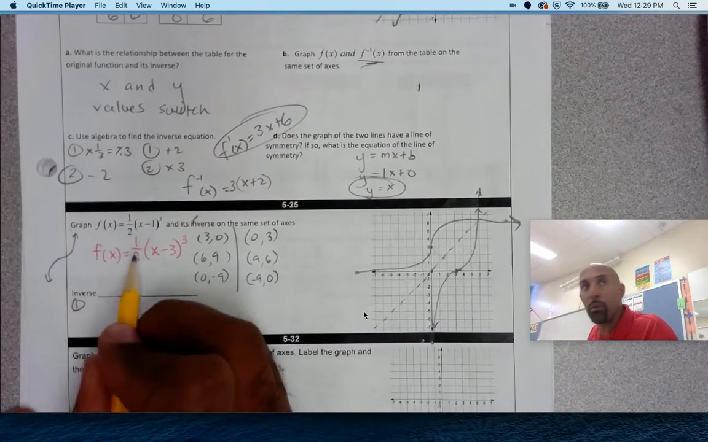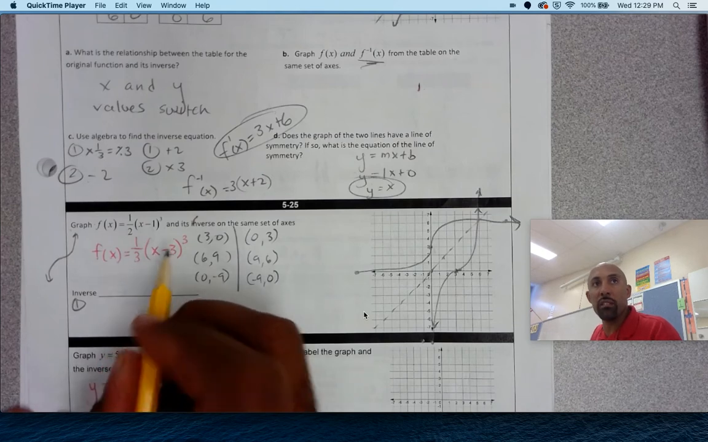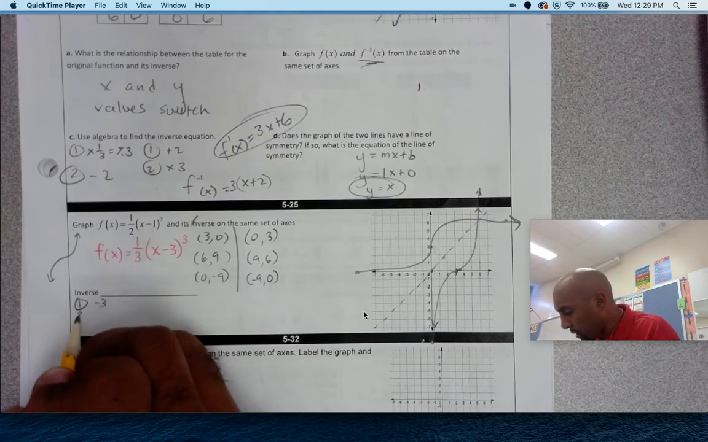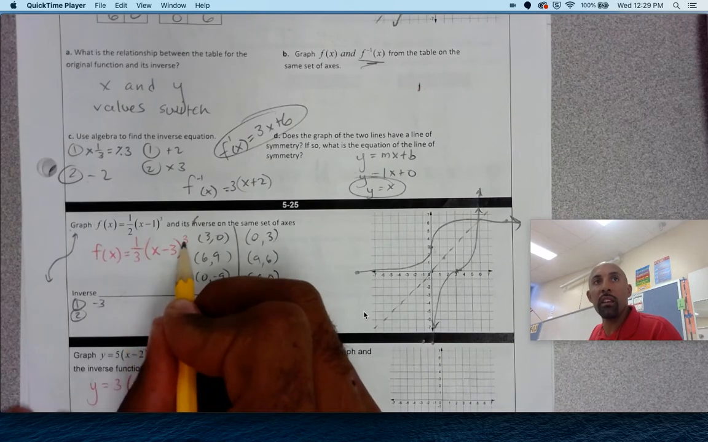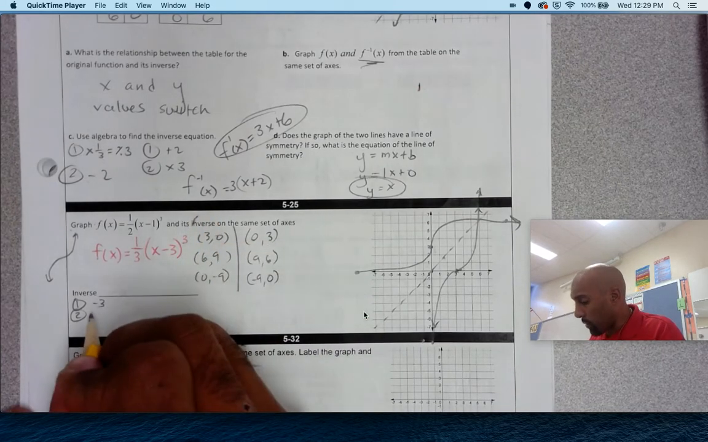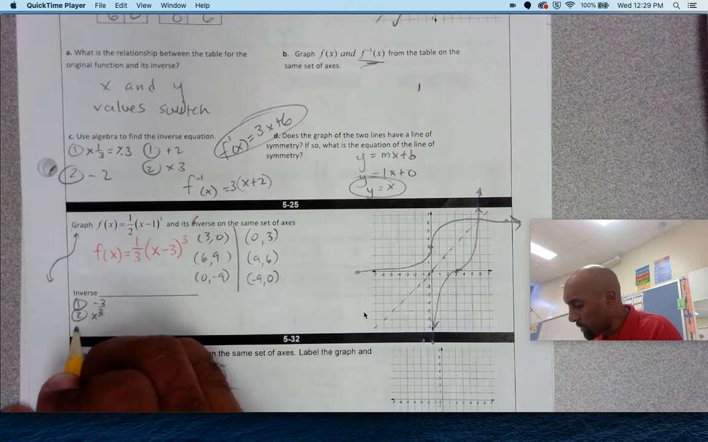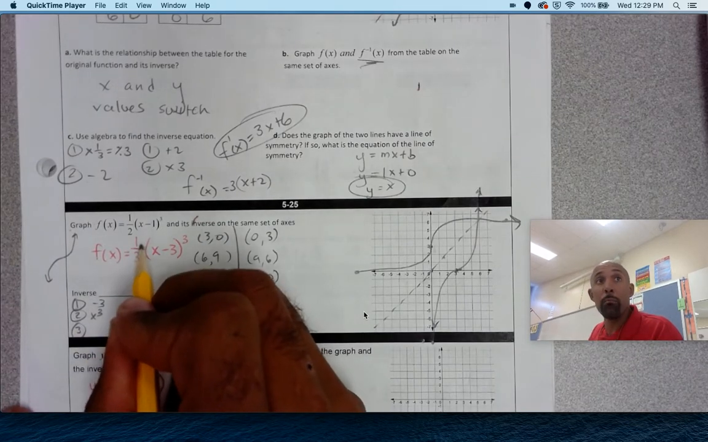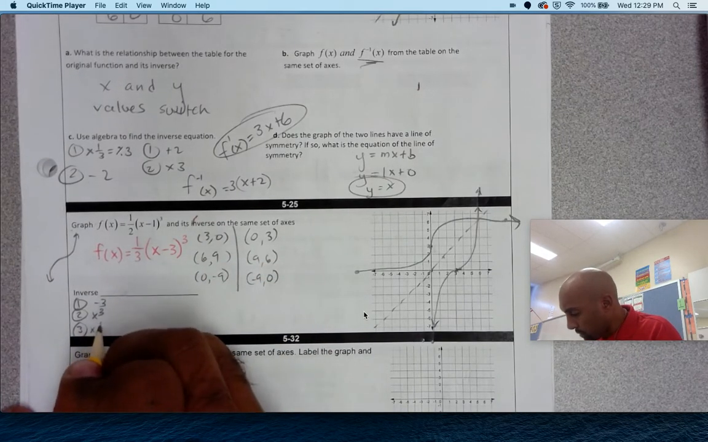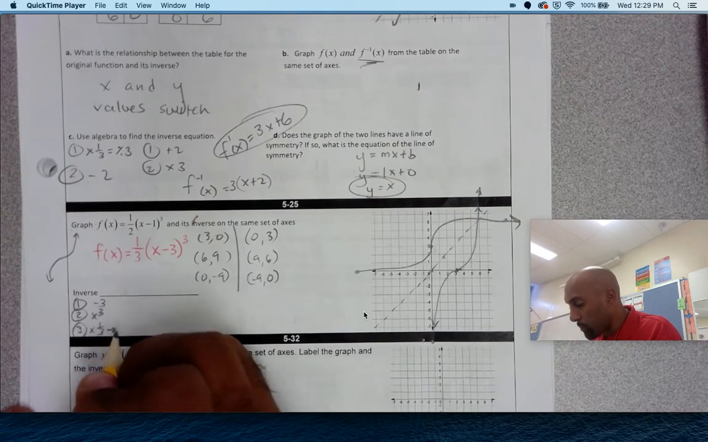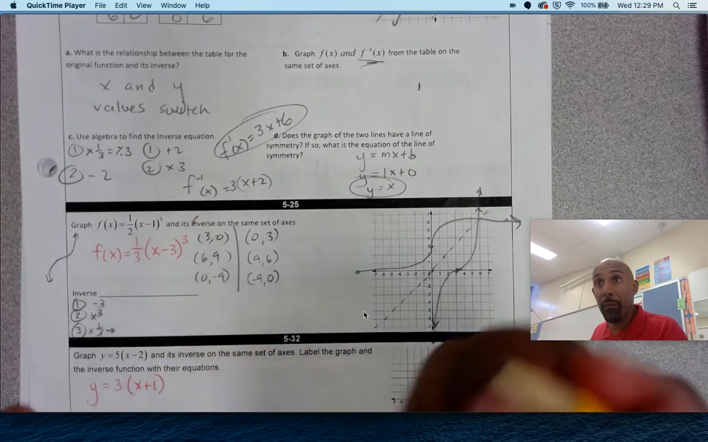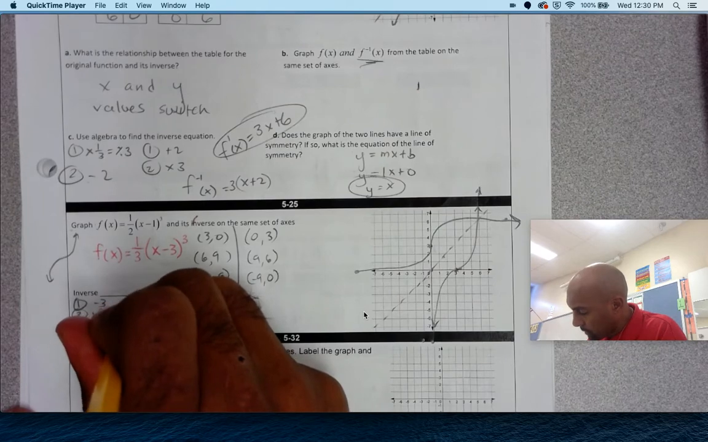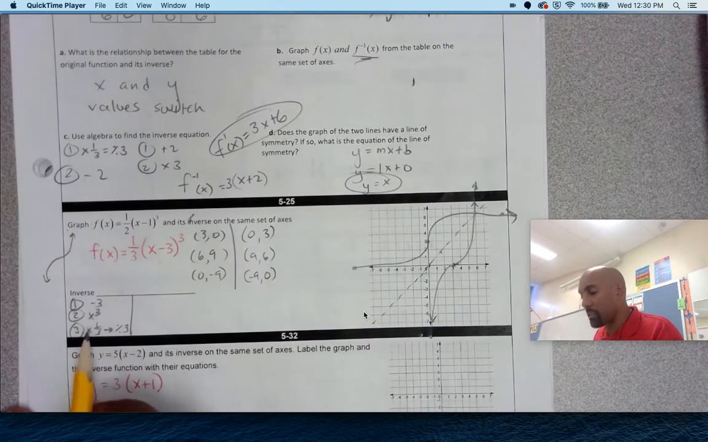So what's the first thing I would do if I plugged in x? First thing I would do is subtract 3. What do I do after that? Well, then exponents come next. I would raise it to the power of 3. What's after that? Well, next I would multiply by 1/3. Remember, like I told you, multiplying by 1/3 is just like dividing by 3. Okay, so that's the original function, right?